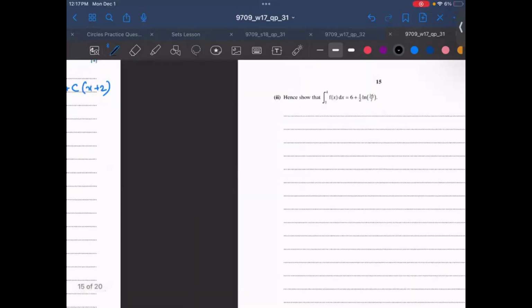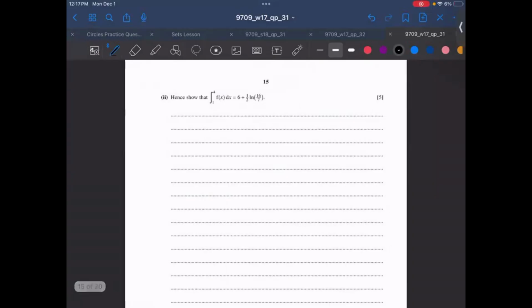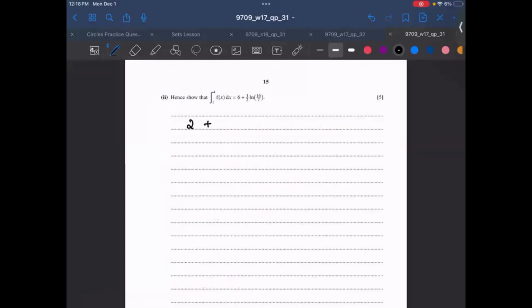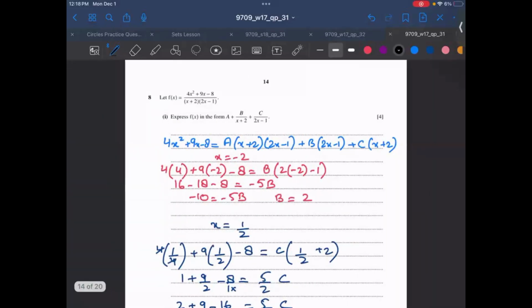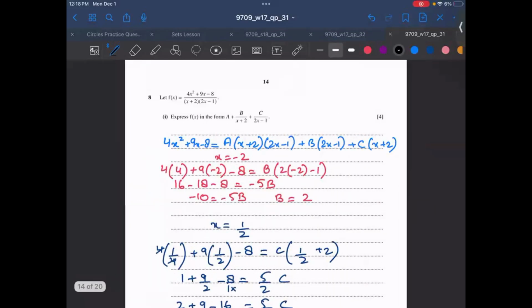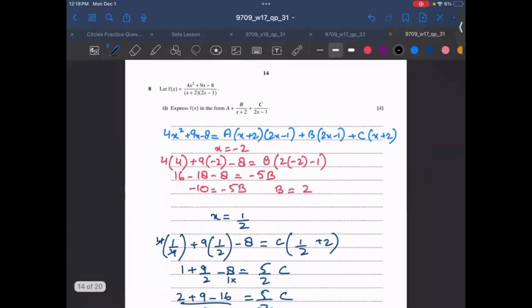Now, once we have these values, in the next part it says, hence show that the integral with the limits can be written as 6 plus 1 upon 2 ln of 16 upon 7. So we have a, which is 2, plus 2 upon 2x plus 2, minus the value of c is minus 1 upon 2x minus 1.